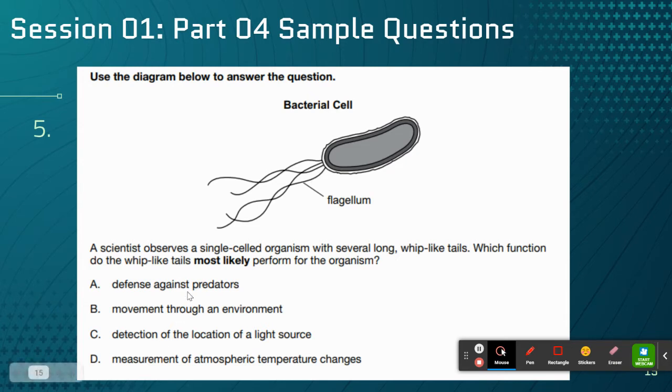Defense against predators, maybe. Maybe it whips the predator with its tail. Movement through the environment. Detection of the location of a light source. That doesn't feel right. Measurement of atmospheric temperature changes. Okay, so think about this question. Answer it on the Edpuzzle. Give you a second here. Pause if you have to.